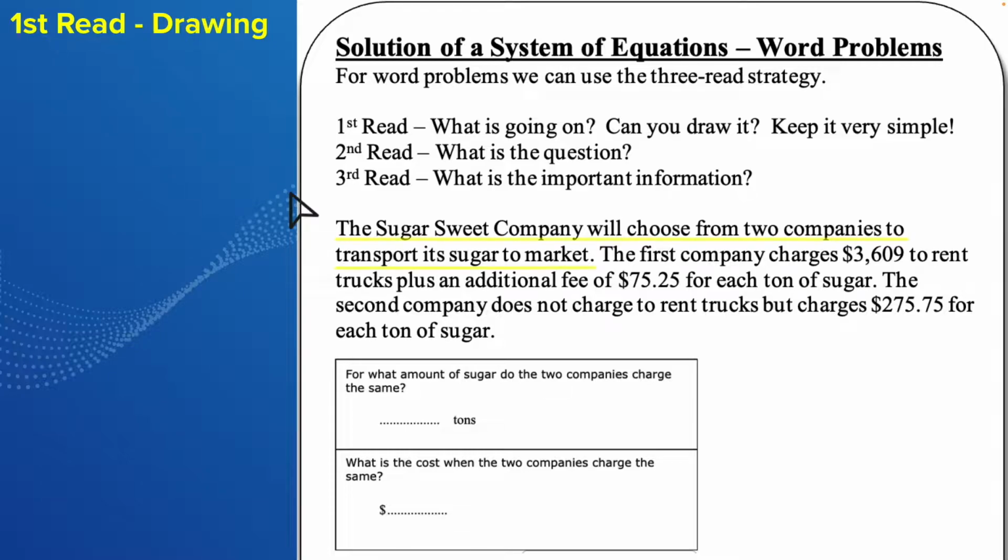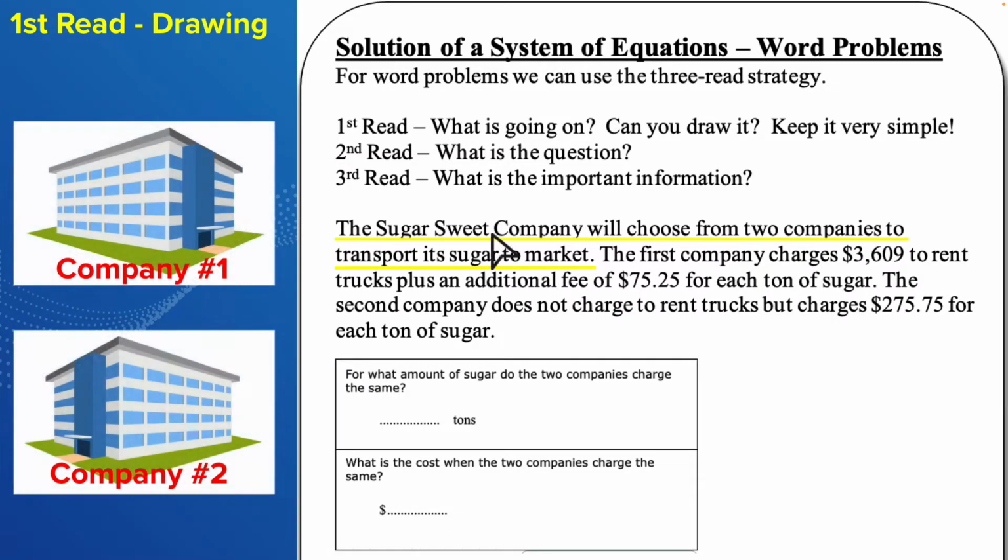Just a simple picture. On my first reading, I'm just going to draw this. The first sentence is basically all I need to draw. I have the Sugar Sweet Company, and it's going to choose from one of 2 companies to transport sugar to market. You don't have to get fancy with your buildings. You could have done trucks, anything you wanted, just showing that it's 2 different options. So I did company 1, company 2.